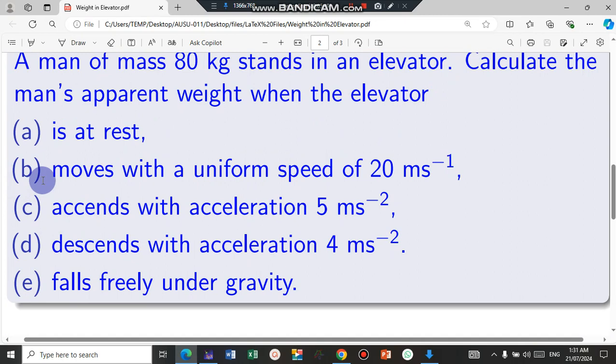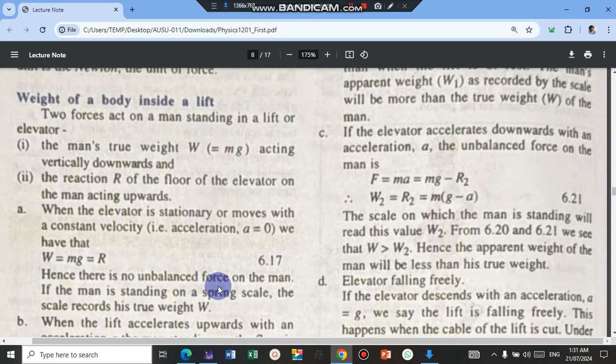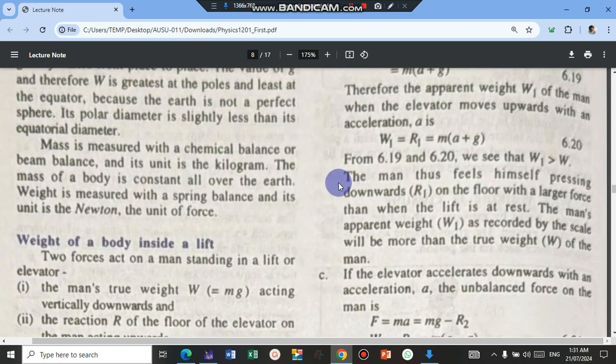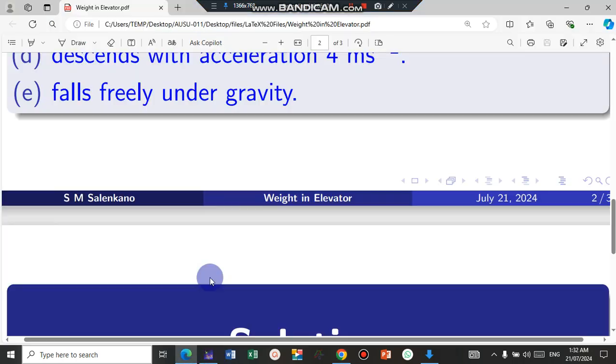Thirdly, as C said, when it ascends, I'm sorry, the C should not be here. This is S and then C. It's a typing error. Ascends with acceleration 5 meters per second squared. When the lift accelerates upwards, what do you have? Your weight is greater than the true weight and is m into a plus g, or g plus a. So we are going to use that to get it.